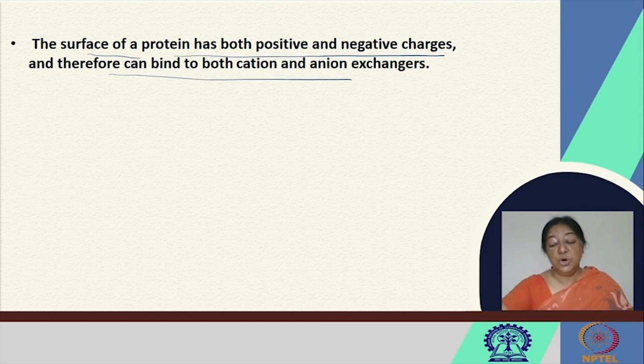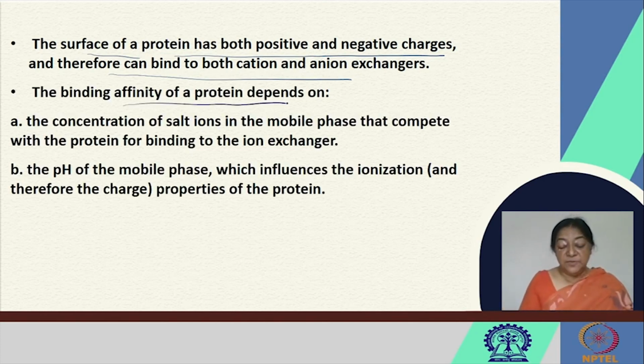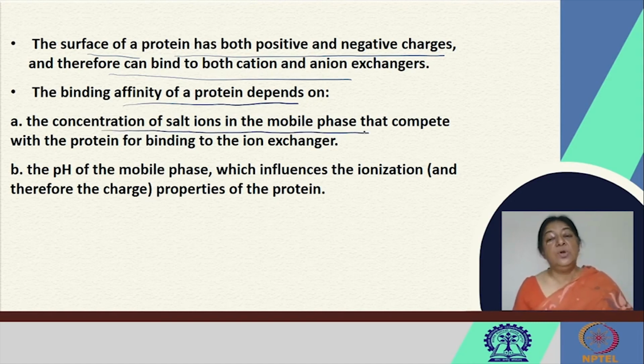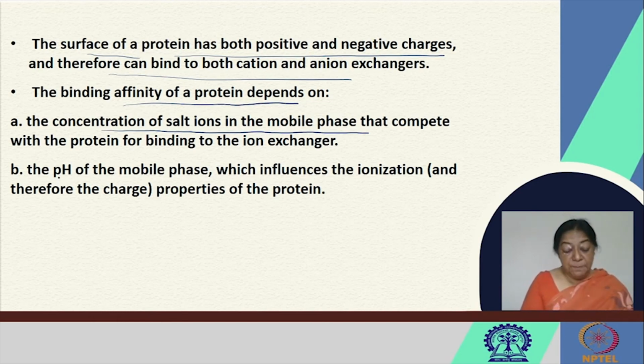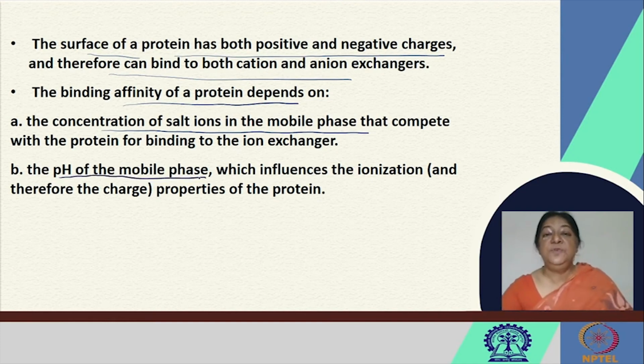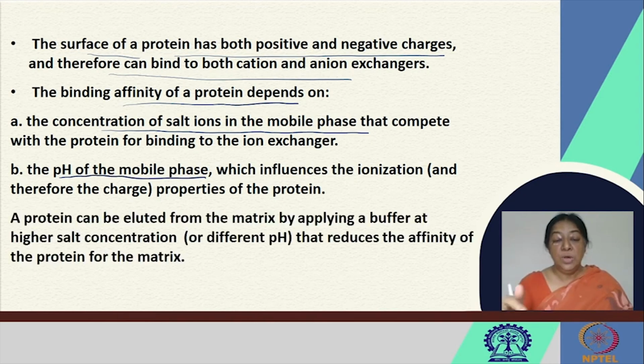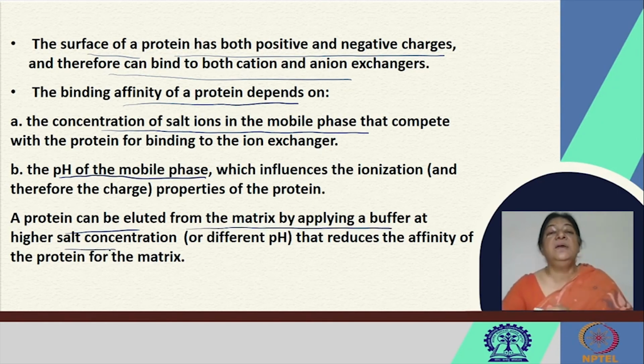So how do we ensure that we have proper binding to allow for a proper separation? The binding affinity of a protein will depend upon the concentration of the salt ions in the mobile phase that are going to compete with the protein for binding to the ion exchanger, and the pH of the mobile phase, which influences the ionization, which is extremely important. The protein can then be eluted from the matrix by applying a higher salt concentration or a different pH that will reduce the affinity of the protein for the matrix.